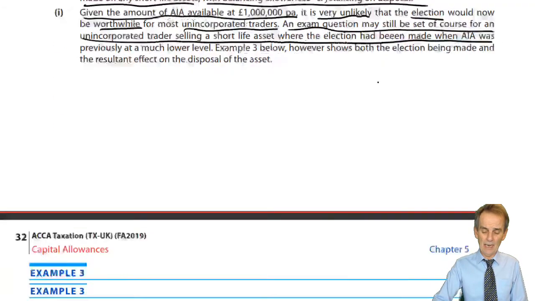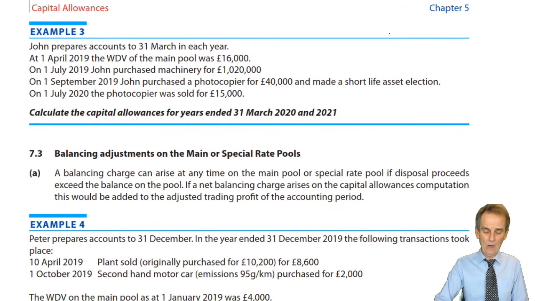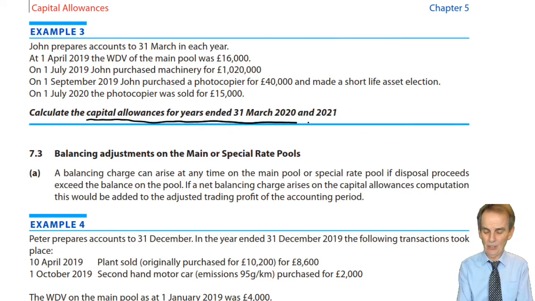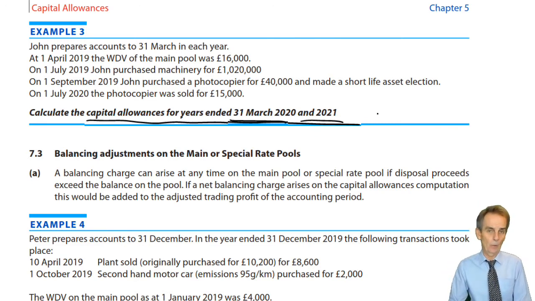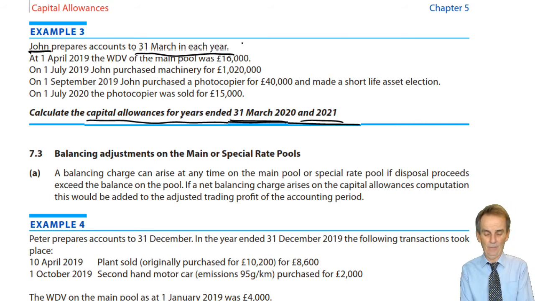And that's what we're going to see now in example 3, where we've got to calculate the capital allowances for the years ended 31st of March 2020 and 31st of March 2021. What we're going to see is both the purchase of and then subsequent disposal of a short life asset. John, our hero here, prepares accounts to the 31st of March in each year.